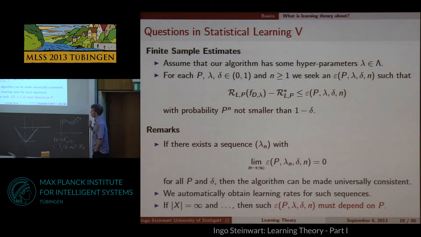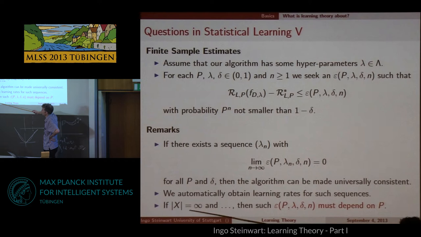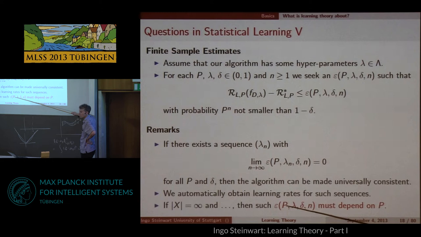Last but not least, if our input space X is not finite, and the other assumptions of the theorem by de Vooy hold, so we have more than two labels and we really want to distinguish between them, then this quantity here must depend on P. Why? If it were independent of P, we would get learning rates which would hold for all P. But these are impossible. So all these estimates we have to look for must depend on P. There's no way to find estimates which are independent of P. Unfortunate, but this is as it is.